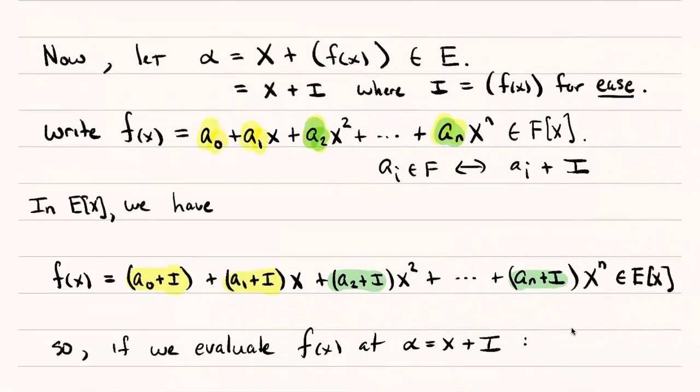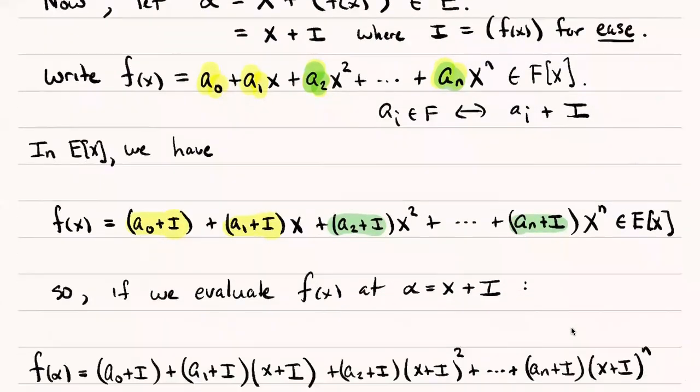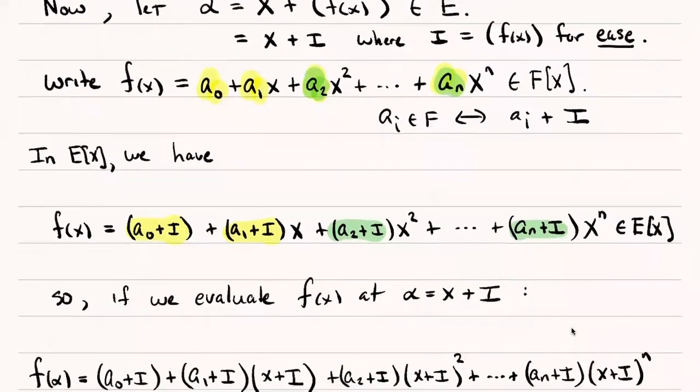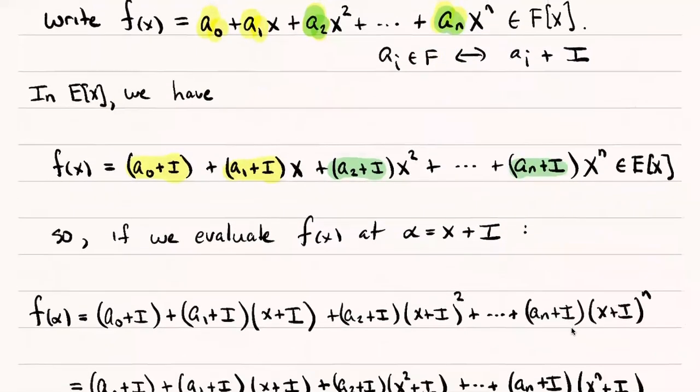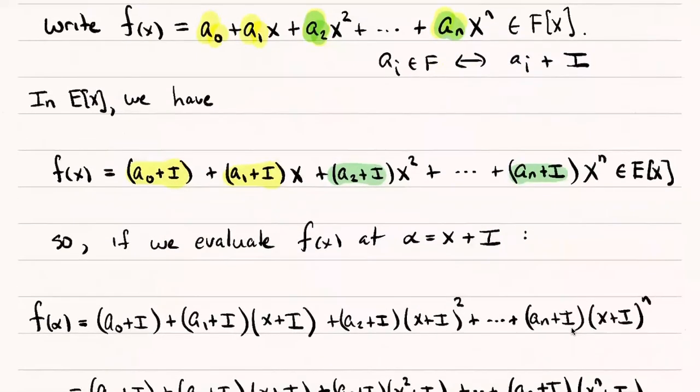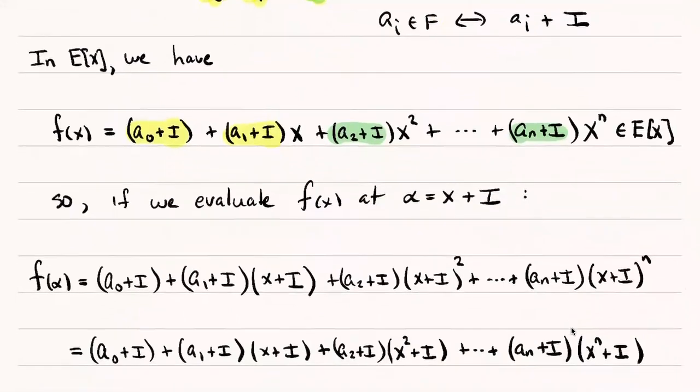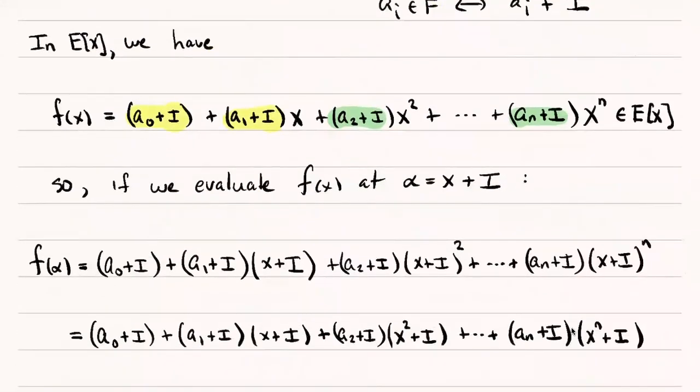All right. Now I'm going to evaluate f at this alpha. So what does that mean? I need to replace the indeterminate with alpha. Alpha is the coset x plus I. So here we go. I have to plug in alpha for x to the 1 right there. I have to plug in alpha for x squared right there. I have to plug in alpha for x to the n in the last term.